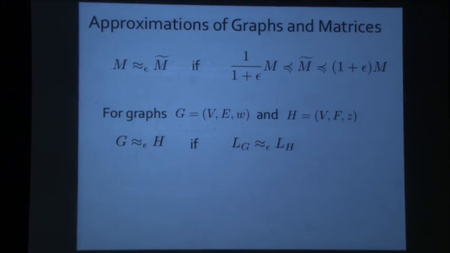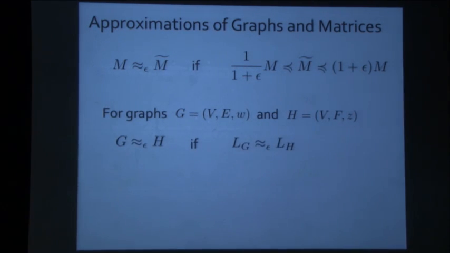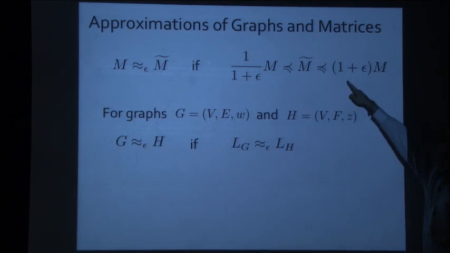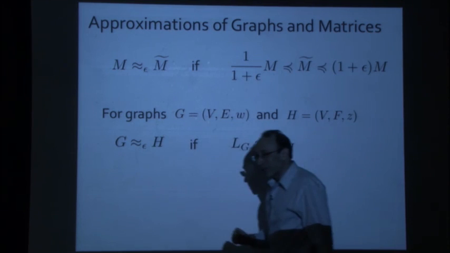Okay, so we will now say that one matrix M is an epsilon approximation of a matrix M tilde if the Laplacian quadratic forms in M and M tilde are very, very close. Meaning, for example, say that M tilde is less than or equal to 1 plus epsilon times M, and is at least 1 over 1 plus epsilon times M.